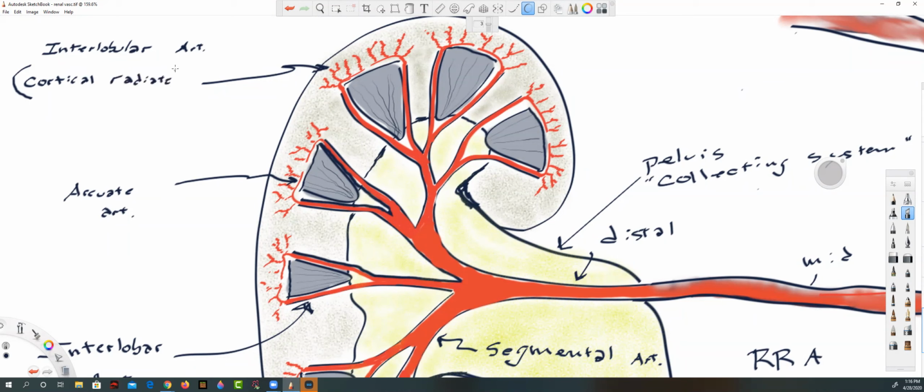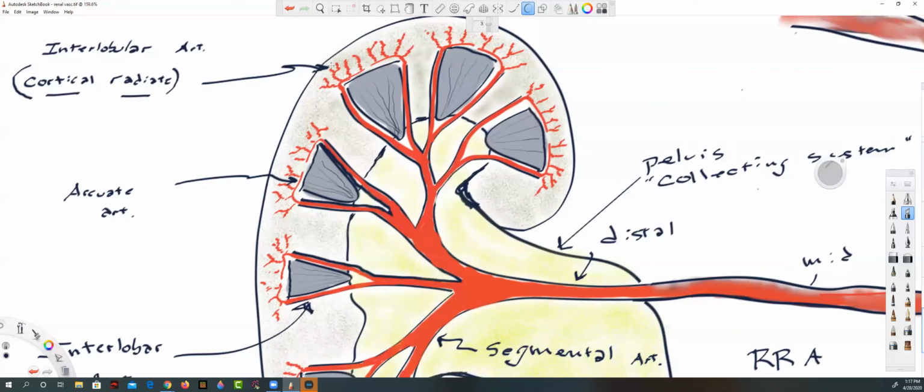radiate. Now, why they've changed the nomenclature, I don't know, but I definitely like it better because cortical, well, this area from the outside of the kidney to the base of the pyramid is the cortex, so that makes sense. And radiate, these radiate out into the cortex. So it makes a lot more sense. Interlobular and interlobar can very easily get confused. So I definitely prefer cortical radiate, but just know that you might see both out there in the field.